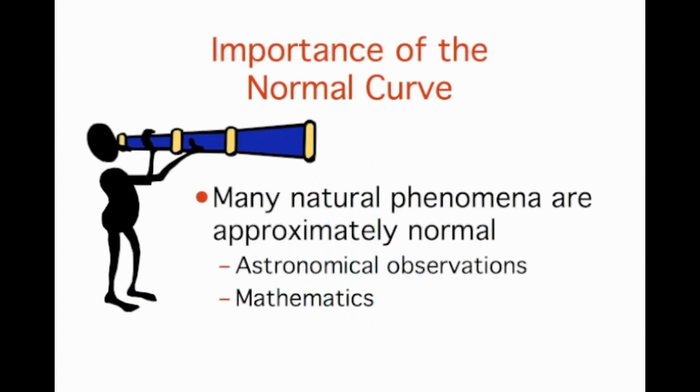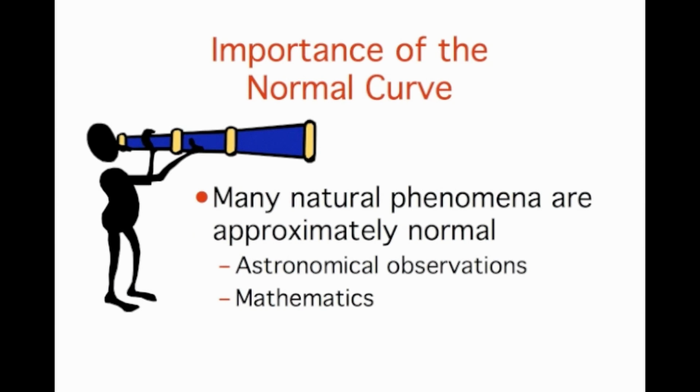The importance of the normal curve stems primarily from the fact that the distribution of many natural phenomena are at least approximately normally distributed. One of the first applications of the normal distribution was to the analysis of errors of measurement made in astronomical observations, errors that occur because of imperfect instruments and imperfect observers.